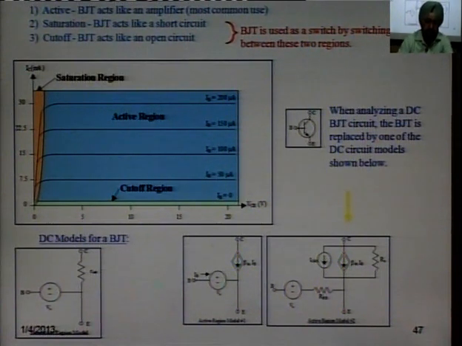When you use the transistor in active region, you will be using it as an amplifier. This is the most common use of the transistor. If you use the transistor in the saturation region, it acts as a short circuit. You can use it in the cutoff region also, which is the open circuit. So, for these two reasons BJT is used as a switch by switching between the saturation and the cutoff regions.